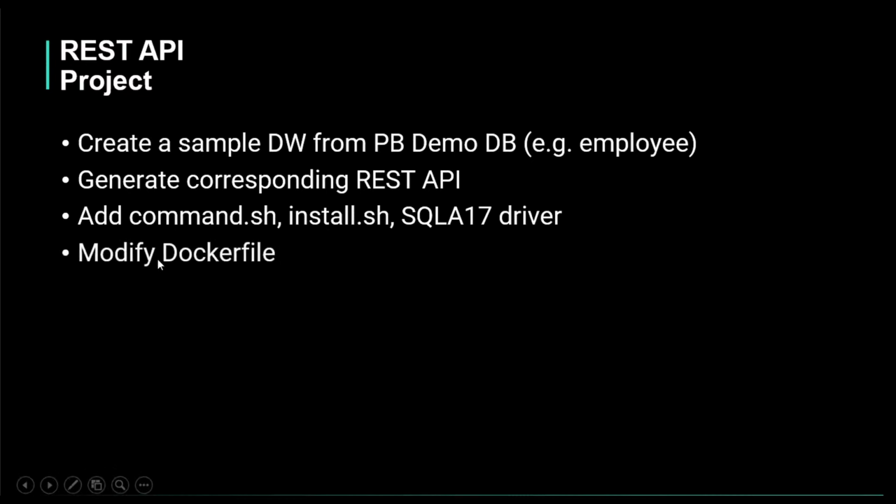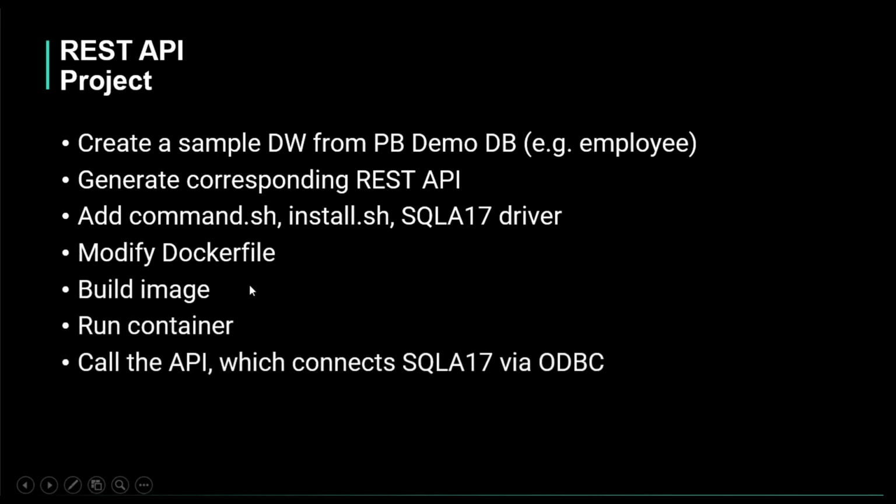Add support to Docker and modify the Docker file as in the previous exercise. Build the image, run the container, and call the API on select Docker engine hostname and port number, and you will have the API able to connect to remote SQL Anywhere 17.